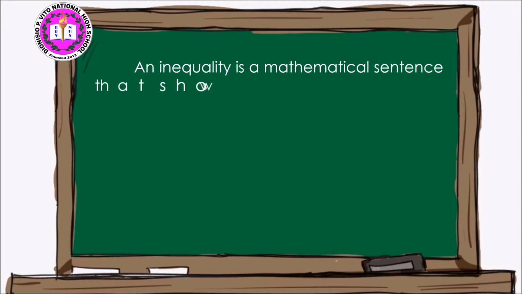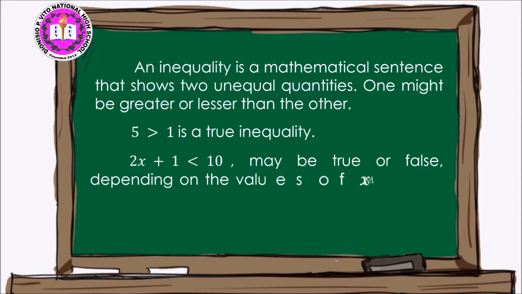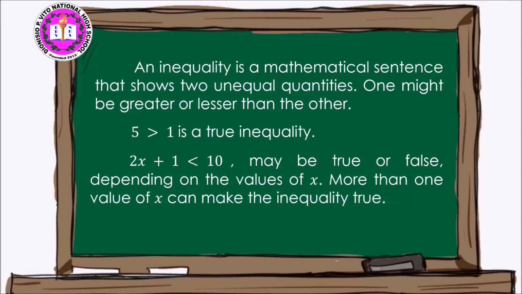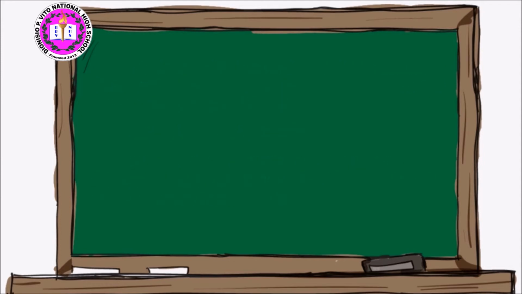An inequality is a mathematical sentence that shows two unequal quantities. One might be greater or lesser than the other. 5 greater than 1 is a true inequality. 2x plus 1 less than 10 may be true or false depending on the values of x. More than one value of x can make the inequality true. You have to interpret or translate word problems correctly to be able to solve equations or inequalities.